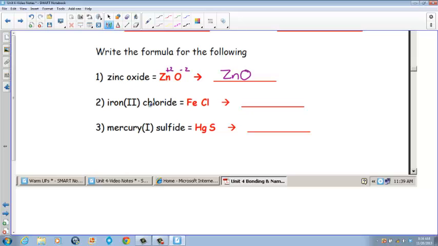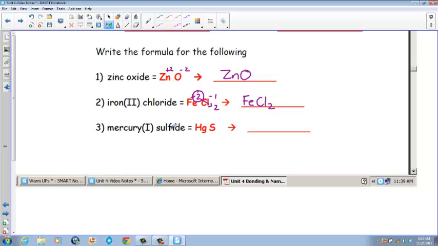Okay, iron(II) chloride. So here this Roman numeral tells us the charge on iron itself. So it tells us it's a +2, and we know chlorine is a -1. So if we do the crisscross, remember the 2 will come down here, the 1 will go on the iron, and it will be FeCl2.